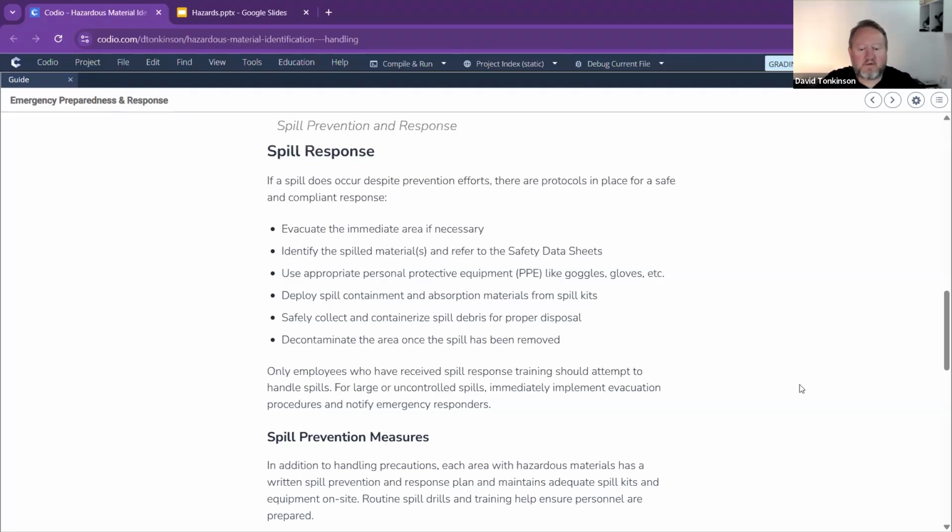You'll notice that little caveat at the bottom there. Only employees who have received spill response training should attempt to handle spills. If it's not your job and you haven't been trained for it, then don't do it. If you don't have the training, you are putting yourself at risk by going into these areas that potentially have hazardous materials. There's a good answer in there. For large, uncontrolled spills, immediately implement evacuation procedures and notify the emergency services. So basically, if something big goes on, get out of the place.